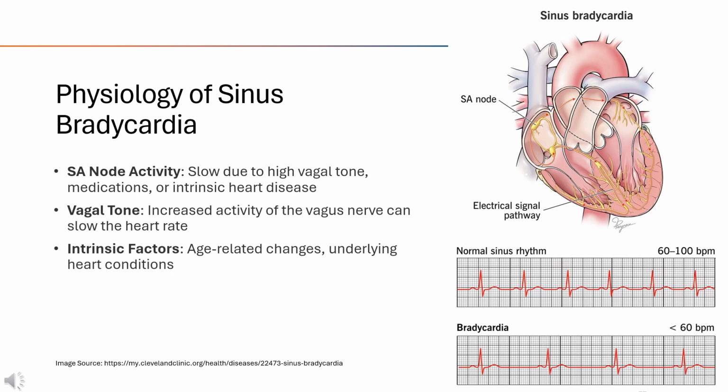The sinoatrial node, often referred to as the heart's natural pacemaker, generates electrical impulses that regulate heartbeats. In sinus bradycardia, the SA node activity is slower than normal. This can be due to various factors, including high vagal tone, the effects of certain medications, or intrinsic heart diseases. The vagus nerve, part of the parasympathetic nervous system, plays a crucial role in regulating heart rate. Increased vagal tone means there is heightened activity of the vagus nerve, which releases acetylcholine that acts on the SA node to slow the heart rate.